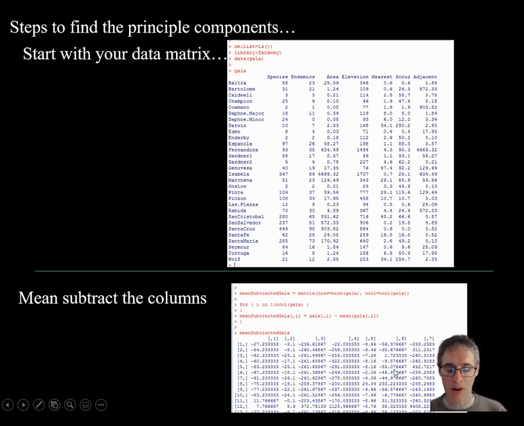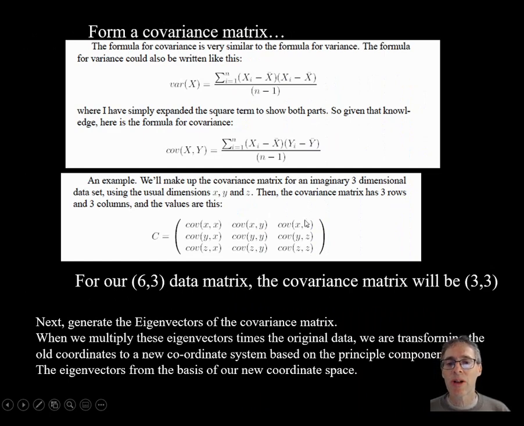So we start with our mean subtracted columns. Then we form a covariance matrix. So you will remember from your first semester stats class that variance has this familiar form: xi minus x average squared, divided by n minus 1. The covariance between two different vectors is xi minus x average times yi minus y average. So it's like instead of variance, it's covariance. Of course, if the two vectors are the same, then the covariance is the variance.